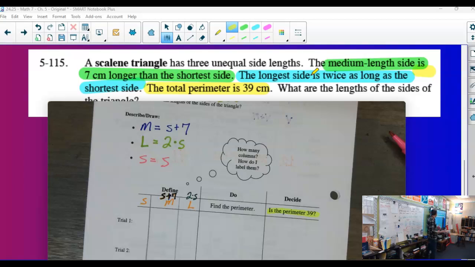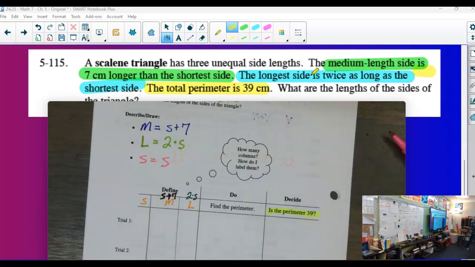Alright, so try a guess for S. I wouldn't do 30. I probably also wouldn't do just 5. That feels too small. So try to make a guess that makes sense in your head. Well, if I make S 30, the medium will be 37, the large will be 60, and my perimeter can only be 39. Remember, perimeter is when you add up all 3. So that would be way too big.